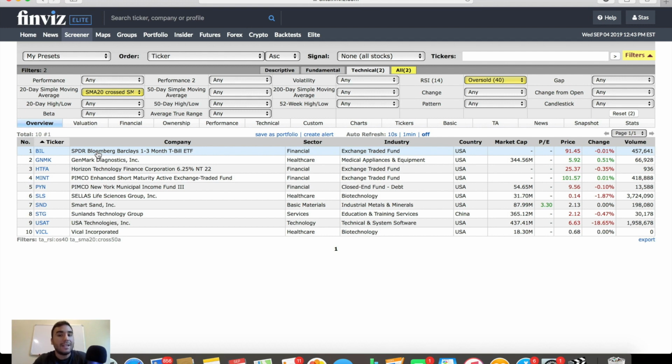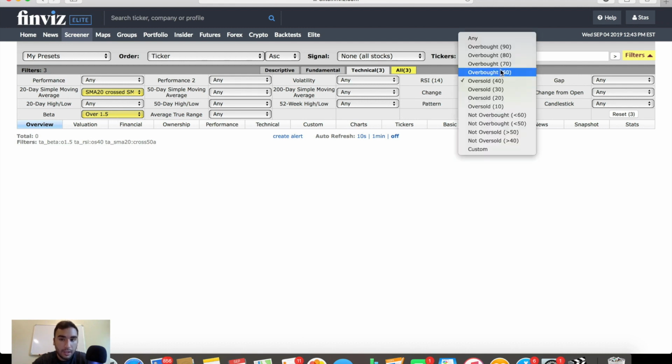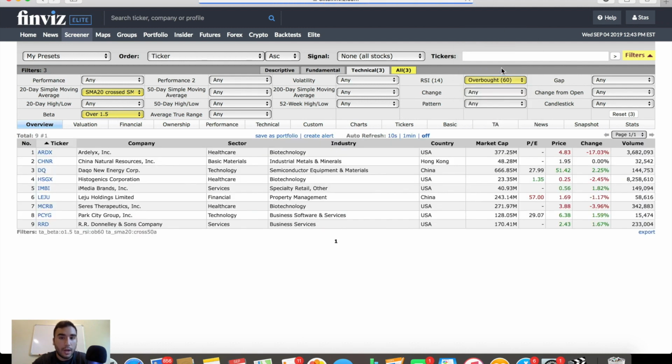And the whole idea here, guys, is to continue playing with these filters. So let's say now I want one with a higher beta. Let's see if anything pops up. Probably nothing, right? Yeah, nothing pops up here. Let's say I want to move my RSI up to overbought 60. Now you can see some stocks that may be running a bit, which is why they're overbought. So you can potentially catch a momentum play here.